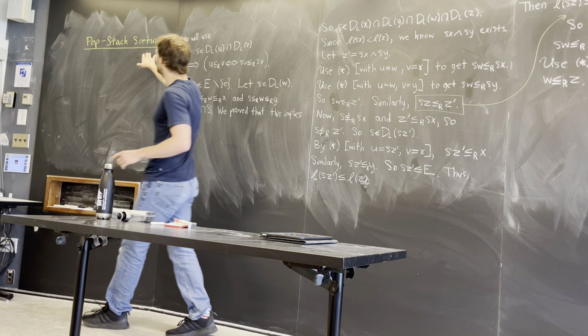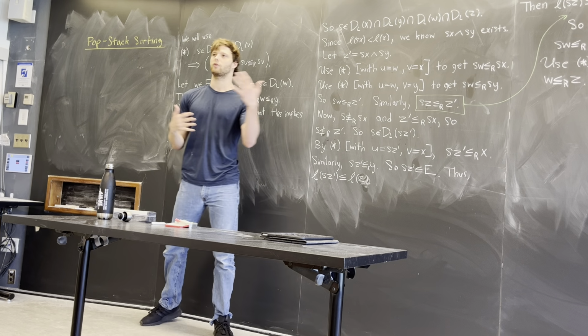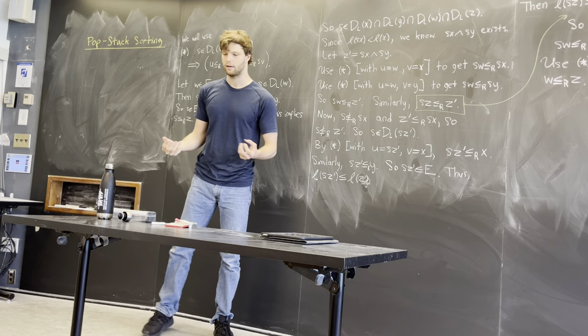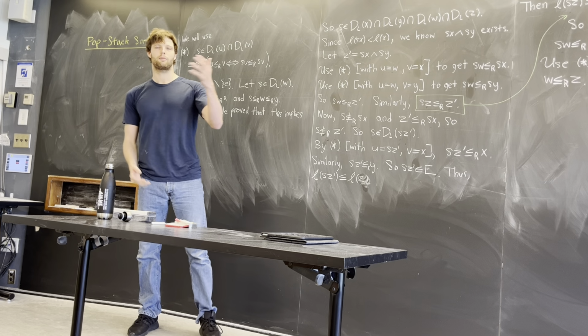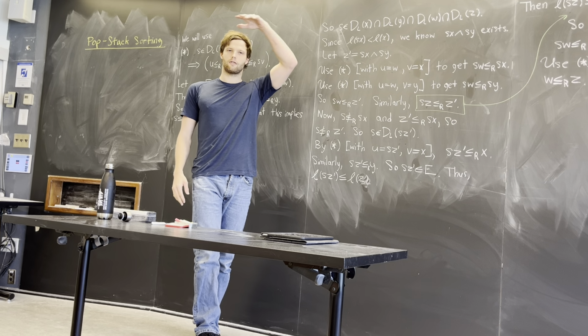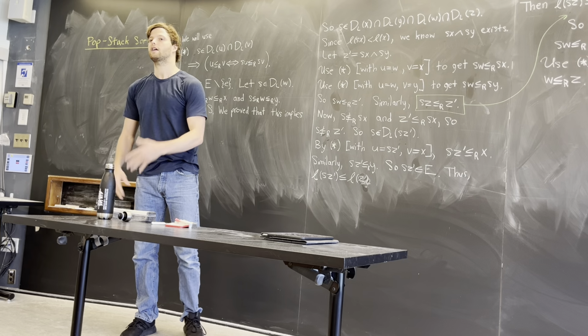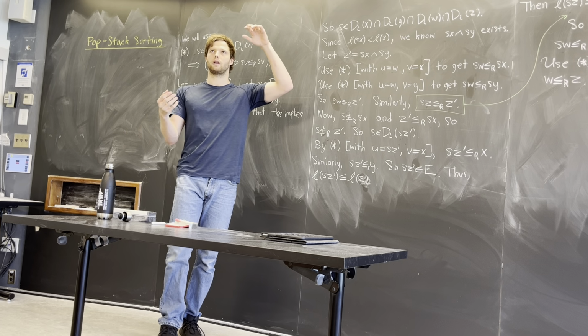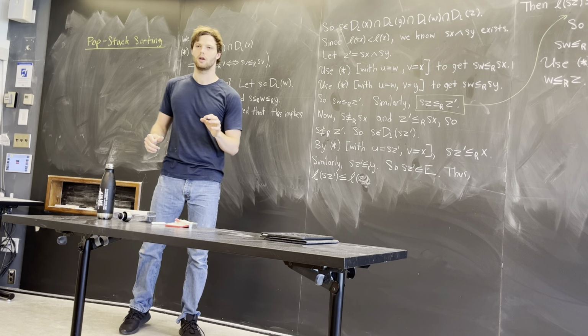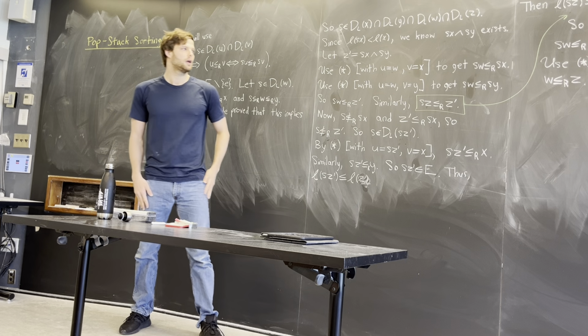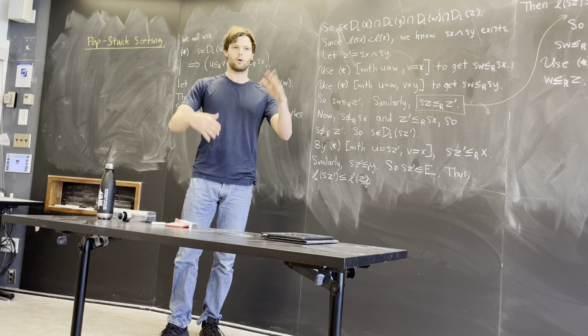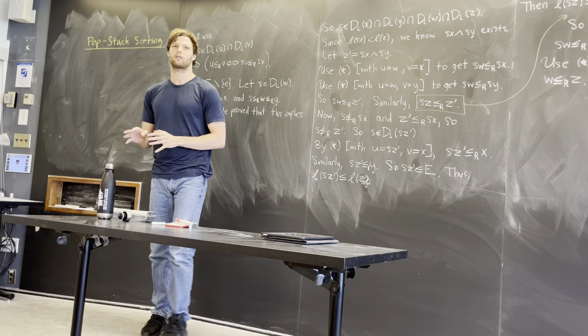And so pop stack sorting is going to be a map from the symmetric group to itself. So it's some function on Sn. And at some point a couple of years ago, I was like, oh, you can just define this for any Coxeter group. Actually, more generally, you can define it for any locally finite meet semilattice. But you can do it for any Coxeter group. And so I wrote a paper about this called Pop Stack Sorting for Coxeter Groups.